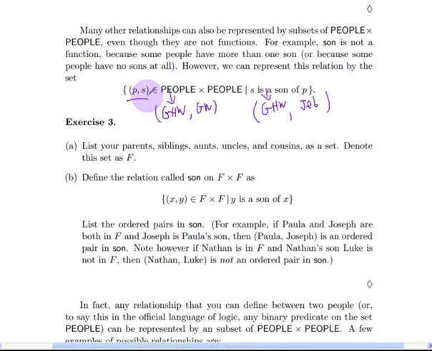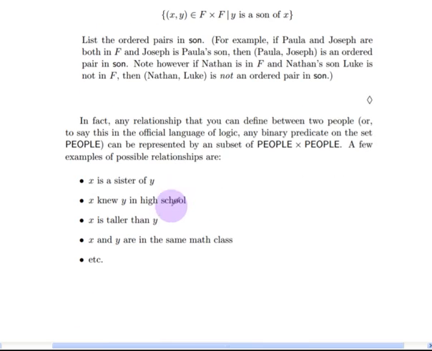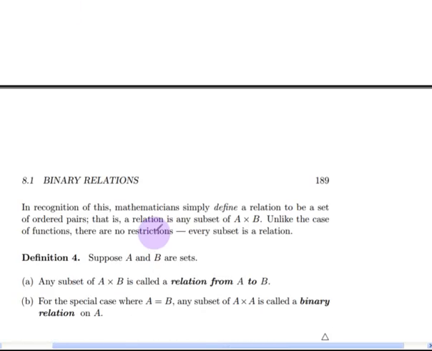So you can see that this kind of relationship might be something that you would want to characterize mathematically. Okay, and there are many, many cases of things like this. For instance, x is a sister of y. You couldn't characterize that as a function because y can have many sisters. X knew y in high school. Y knew many people in high school. Okay, so none of these examples could be related to a function.